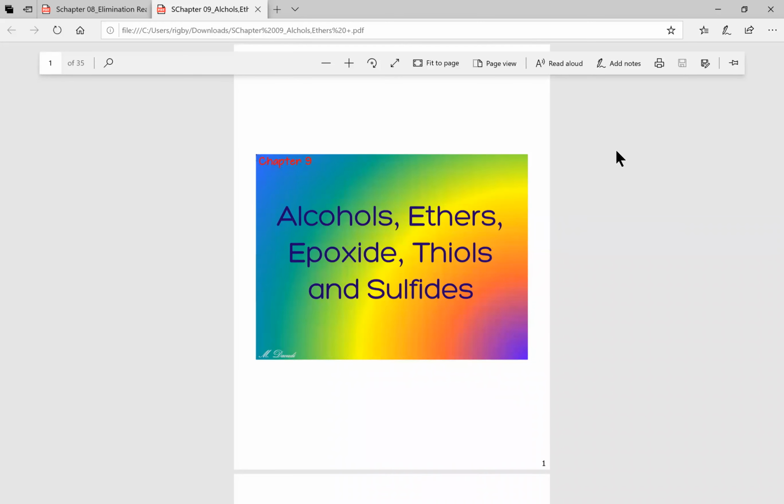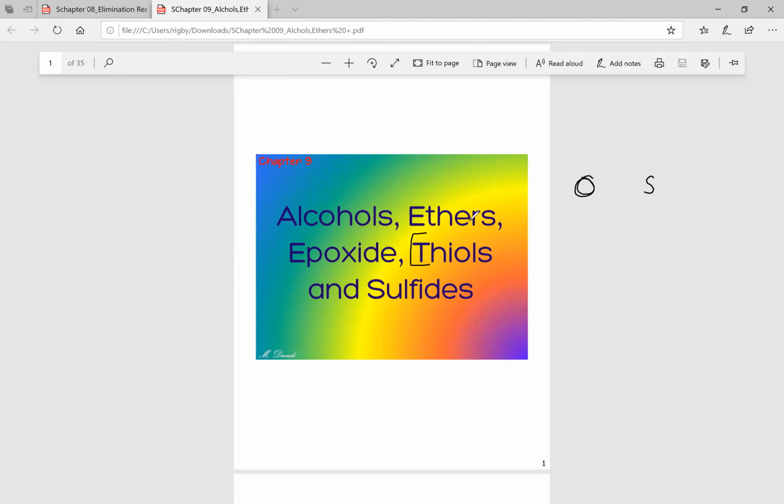Okay, so now we're going to get into chapter 9: alcohols, ethers, epoxides, thiols, and sulfides. Honestly, my opinion about this chapter is I like to cut it down the middle just like this. I take on alcohols, ethers, and epoxides on their own, and then thiols and sulfides on their own as well, because they're similar, but they're different. The whole reason that they're grouped together is that O and S have very similar chemical properties, so they're going to go through roughly the same types of reactions.